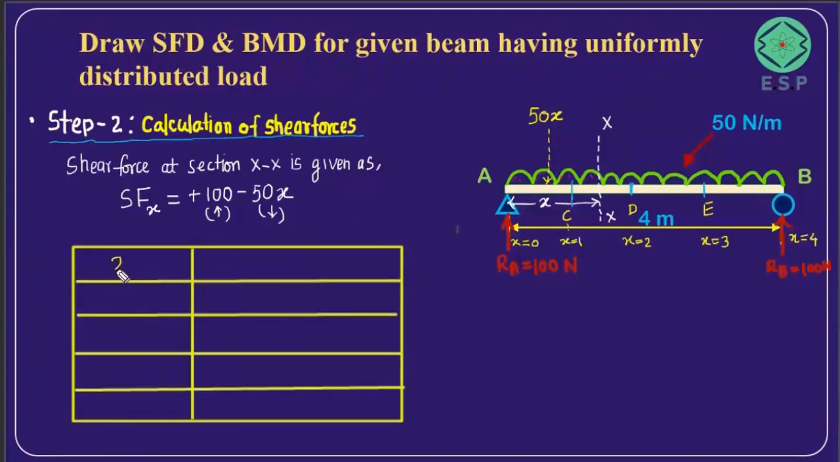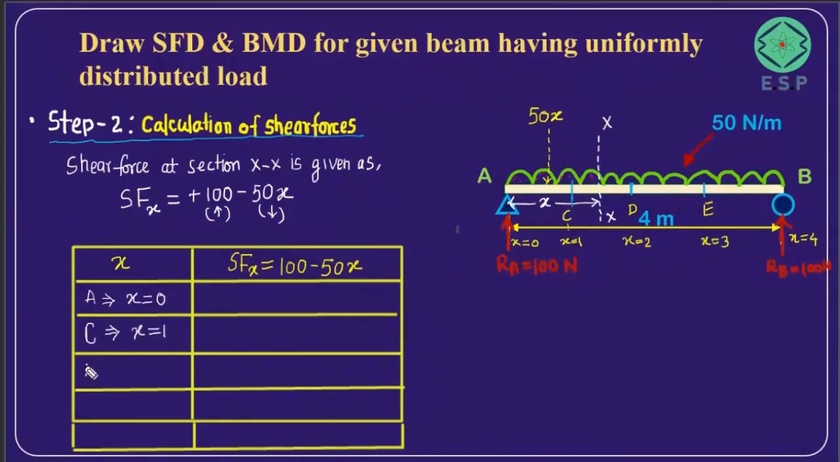So we have x over here, friends, and corresponding to x, we'll have the shear force at that particular plane, the shear force at distance x, which is given as 100 minus 50x. Now we will have point A. Point A corresponds to x equal to 0, because this section would be coming at point A. Similarly, for point C, x is equal to 1. At point D, x equals 2. At point E, friends, x will be equal to 3. And at point B, that last point, x is going to be equal to 4.